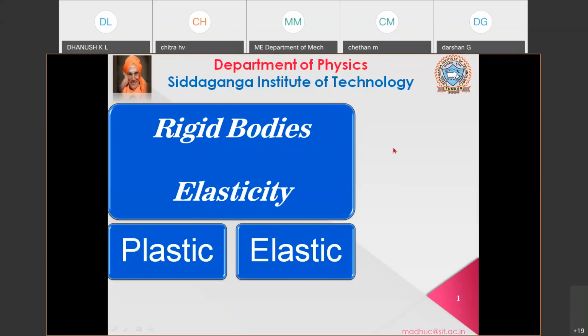When it comes to elastic property, I think you already learned this, so I will just explain in a simple way. You know rigid bodies. What is a rigid body? The one which is not movable, which is already fixed. I will just explain this, then we will try to go further in detail.